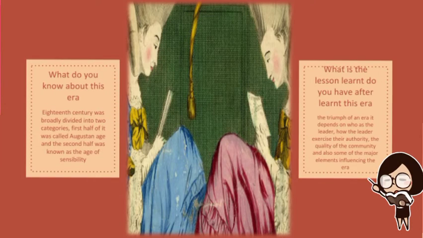And the next one is, what do you know about this era? The 18th century was broadly divided into two categories. The first half was called the Augustan Age, and the second half was known as the Age of Sensibility. And what lesson have you learned after studying this era? The theme of an era depends on who the leader is and how the leader exercises their authority, the quality of the community, and also some of the major elements influencing the era.